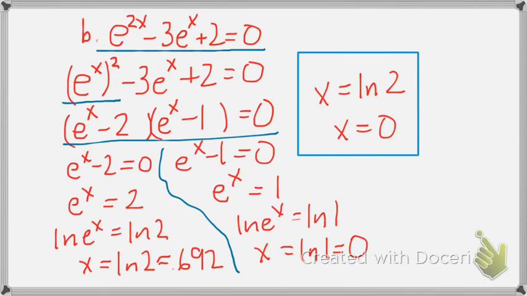And how can we factor it? We take our e to the x's first and write them in the front. And then we find the factors of a positive 2 that when added together equal negative 3, which is minus 2 and minus 1.